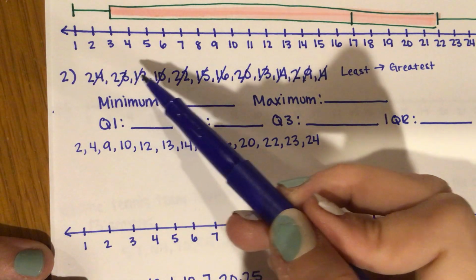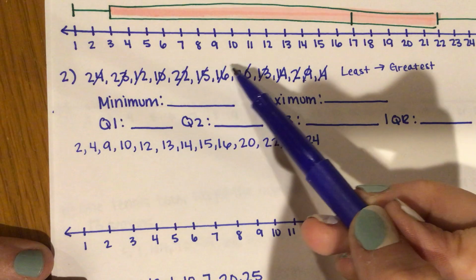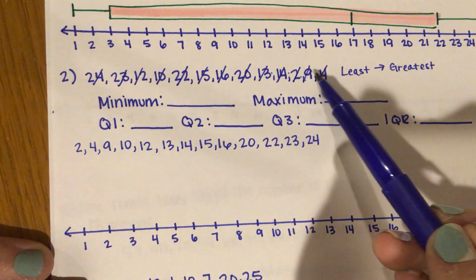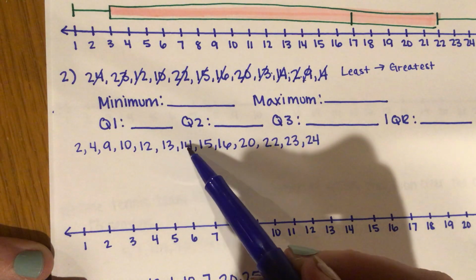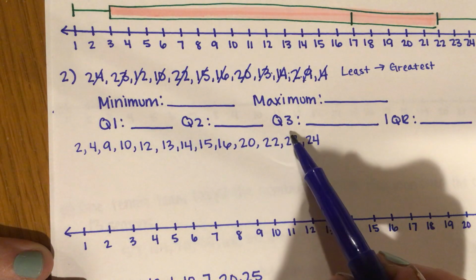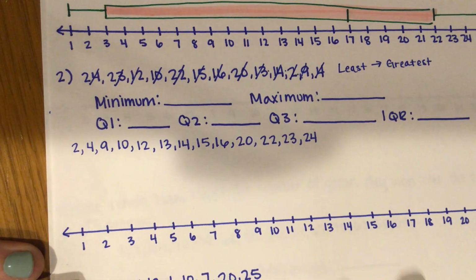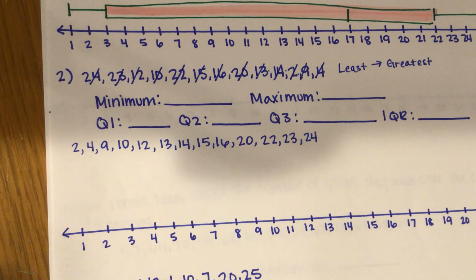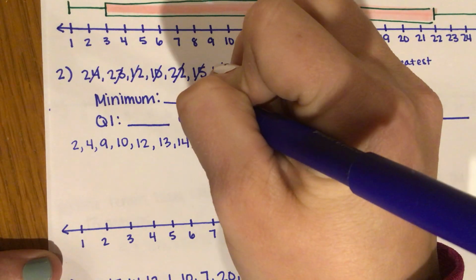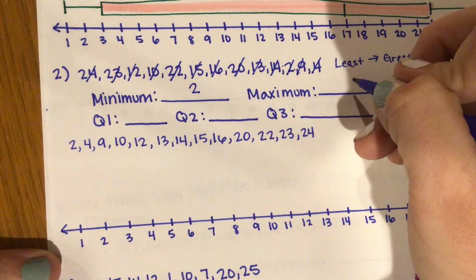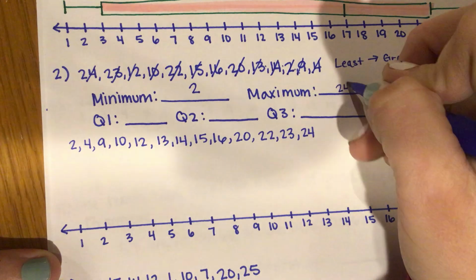So I have 1, 2, 3, 4, 5, 6, 7, 8, 9, 10, 11, 12, 13 numbers. So, very first, I can start with my minimum, which is a 2, and my maximum value, which is 24.